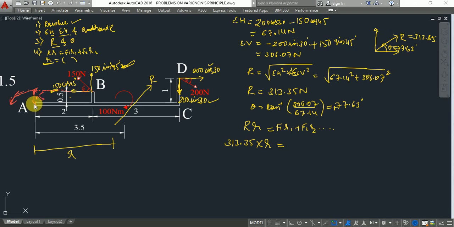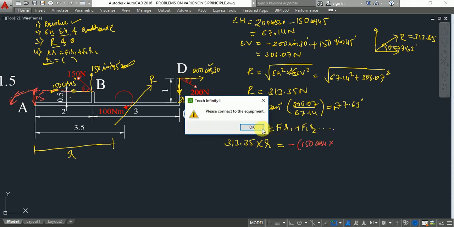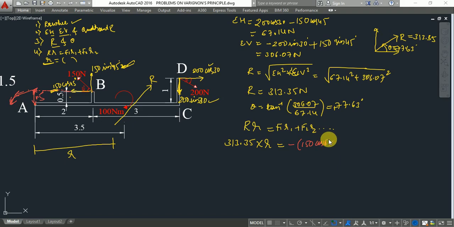So moment is calculated by force into perpendicular distance. What is the force? 150 cos 45, and the perpendicular distance is 0.5 meter, and the moment acting is in anti-clockwise direction. That's why minus 150 cos 45 degrees multiplied by perpendicular distance 0.5.